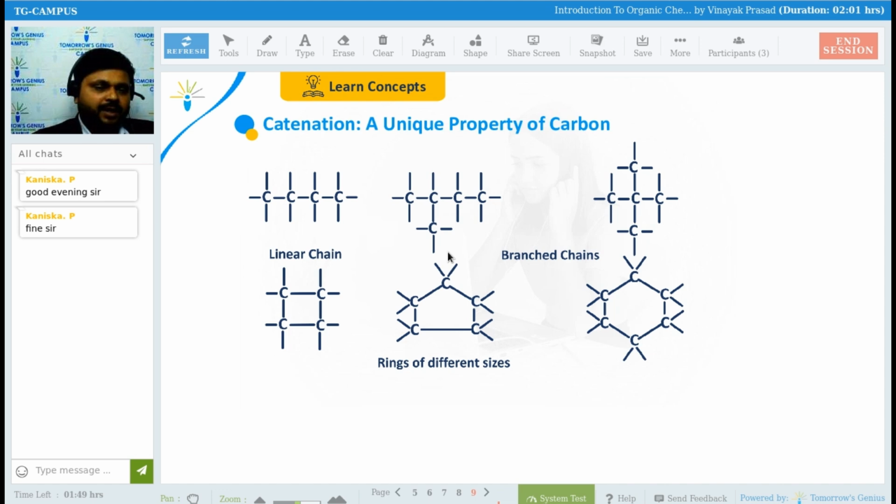See, carbon has a unique property, that is catenation. What is the meaning of this catenation? Catenation means forming the branch, you can say.